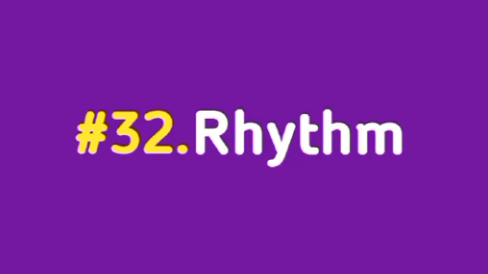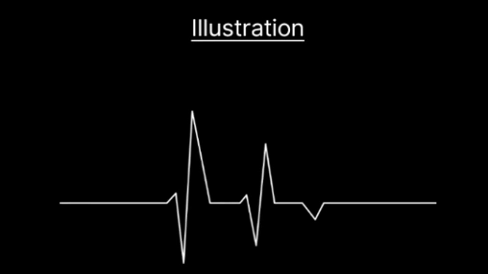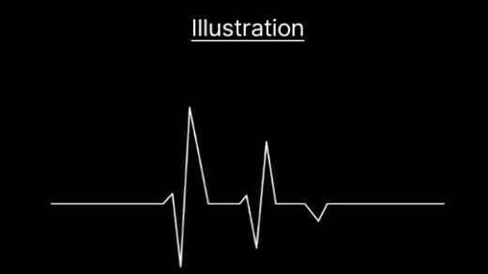Now, most often the terms tempo, beat, and rhythm are used interchangeably. However, to make things very simple, the key definition of rhythm is simply musical notes of varying duration built on a beat. So rhythm is simply when we have a constant beat, for example, something like this. And then musical notes of varying duration built on that beat, for example.